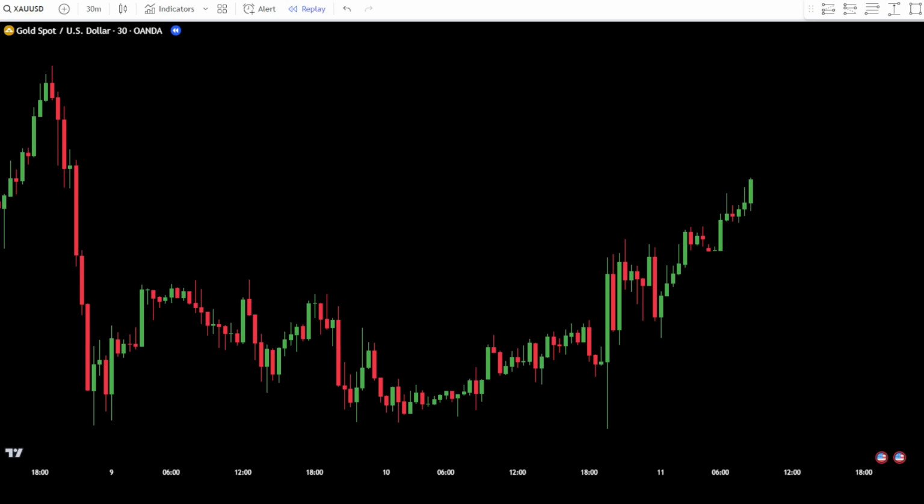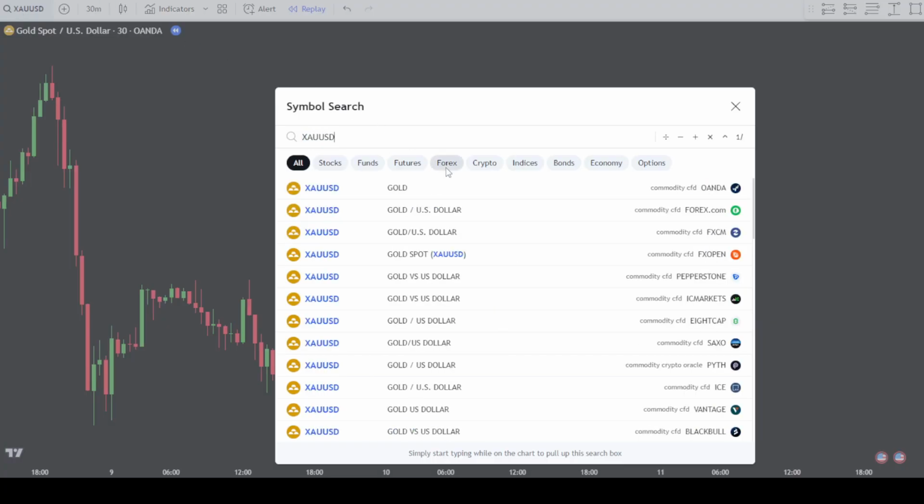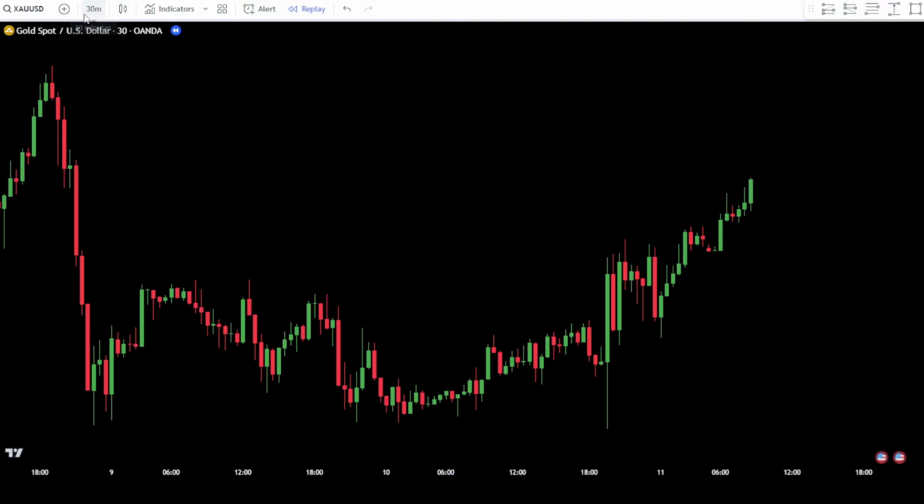To use this support-resistance trading strategy, you can go to Tradingview. To make it easier to understand, let's standardize the pair we will use as an example. Set the pair to XAU USD. Then set the timeframe to 30 minutes.